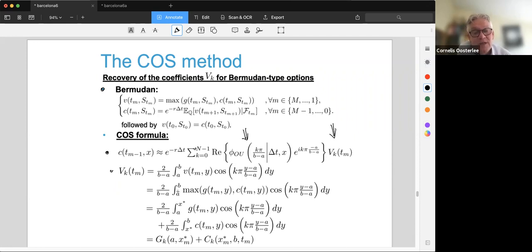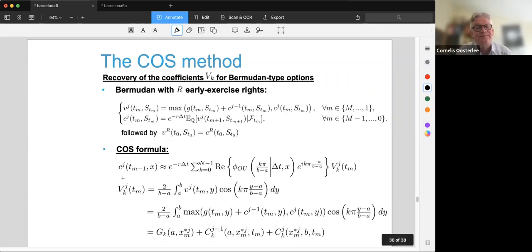And we split it in two pieces with an x star. In one piece, we exercise, and in the other piece, we continue. And these two functions, capital G and capital C, can be computed highly efficiently because these are just the payoff coefficients and these are the continuation coefficients. We write it out carefully. We substitute for C, we substitute that discounting of the previous option, and recursively we get to our option coefficients.